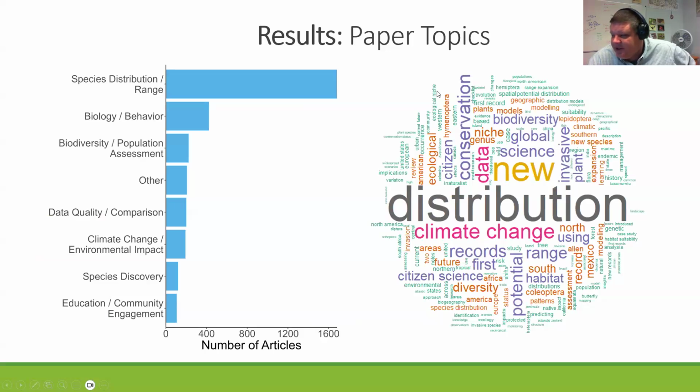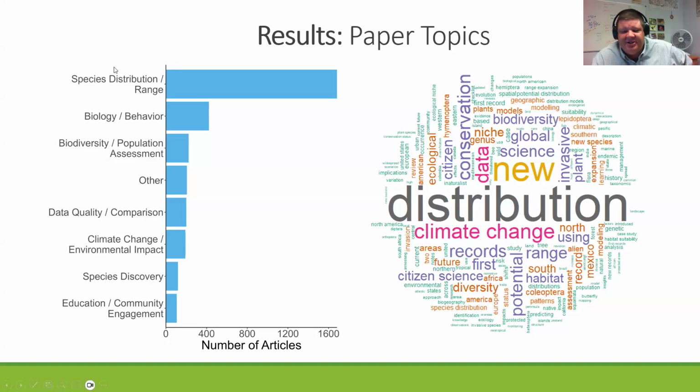And we took all the articles that we looked at and we put the titles into a word cloud. The size of the word is proportional to the number of times it appears in the titles. So distribution, climate change, citizen science, potential, new, conservation are all overrepresented. And that actually tracked pretty well with our manual analysis of the articles.